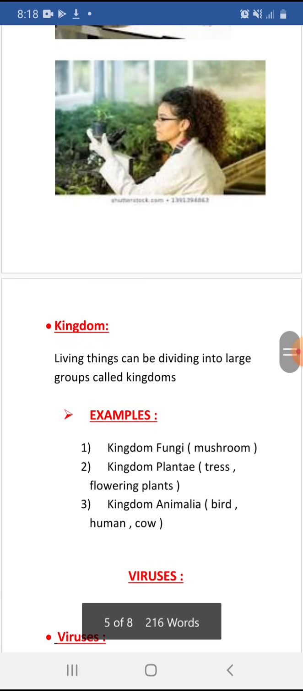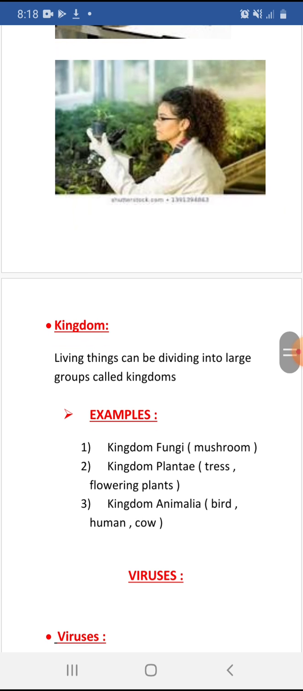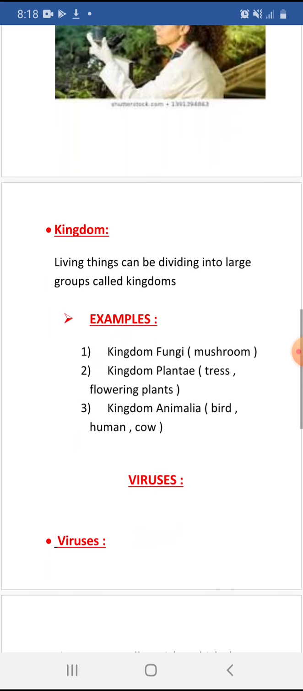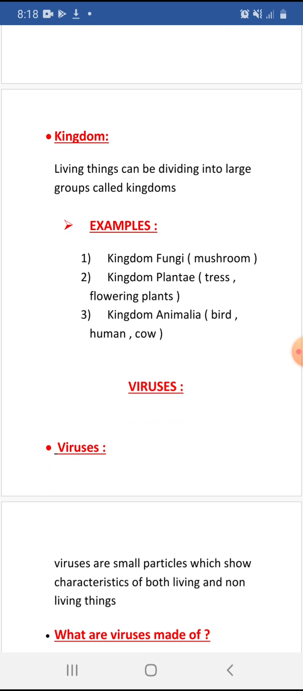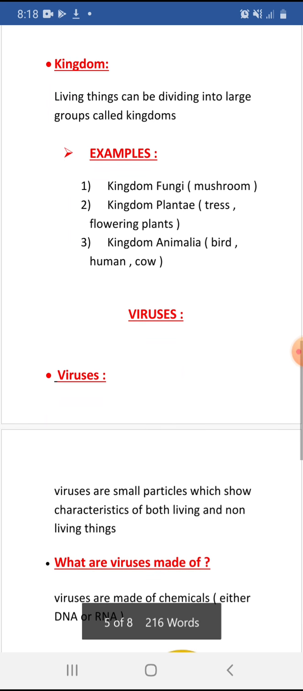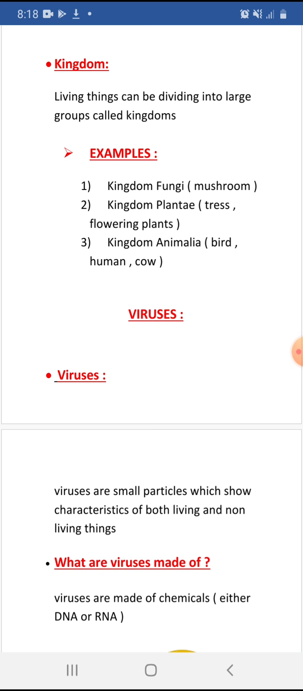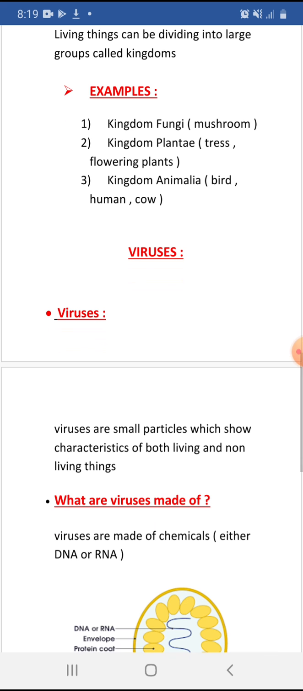Another terminology that is used in your book on page number 3 is kingdom. As I told you earlier, kingdoms are the large groups. Living things can be divided into large groups called kingdoms. Examples are kingdom Fungi, kingdom Plantae, which contains either flowering plants or non-flowering plants, and kingdom Animalia.